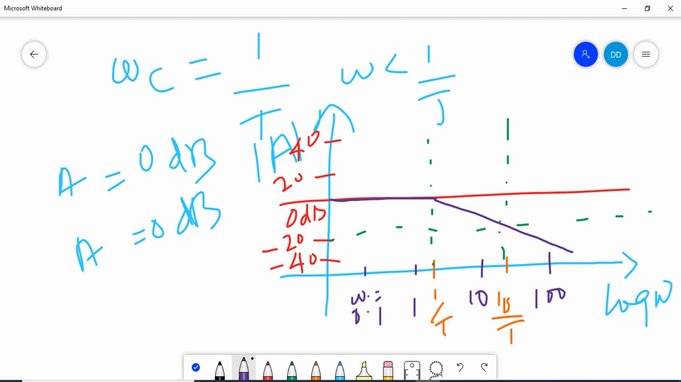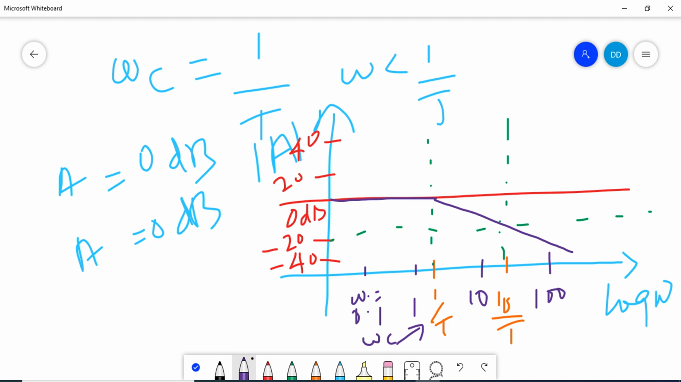So we call it the straight line approximation asymptotes. The low frequency approximation we call the low frequency asymptote, and the high frequency approximation we call the high frequency asymptote. So omega c is this. Omega c, which is equal to 1 by t, is the break frequency, because it is the break between the low frequency and the high frequency asymptotes.